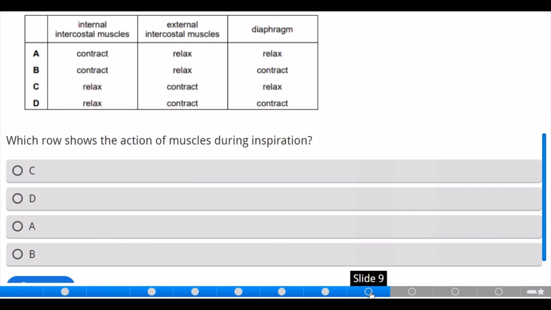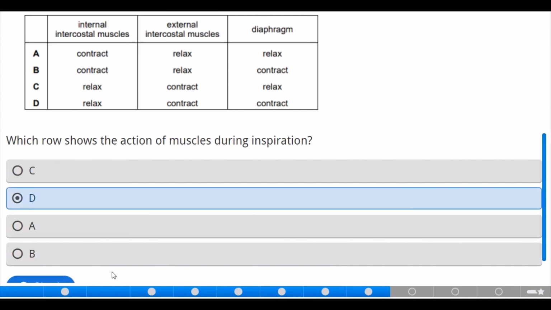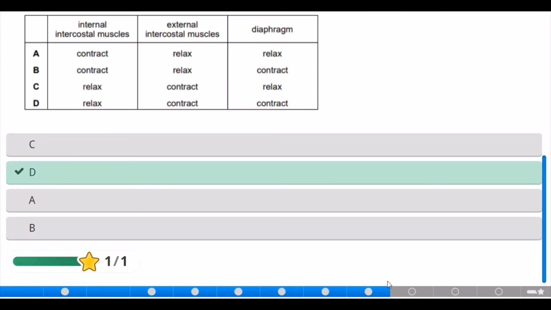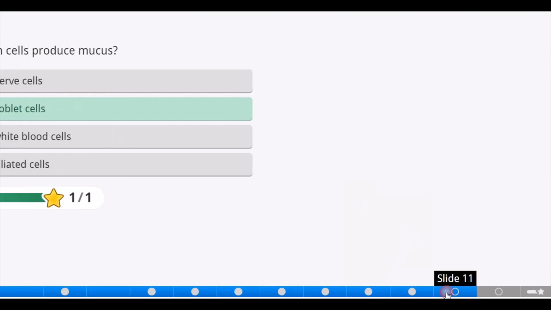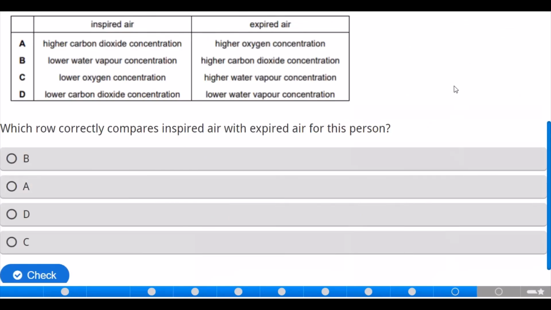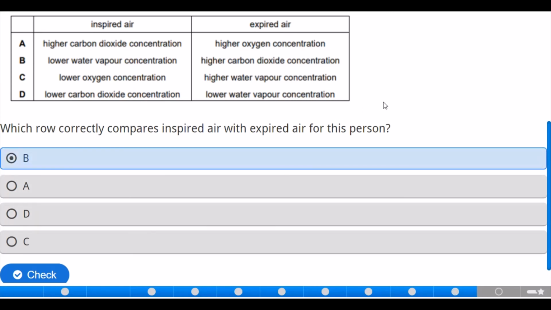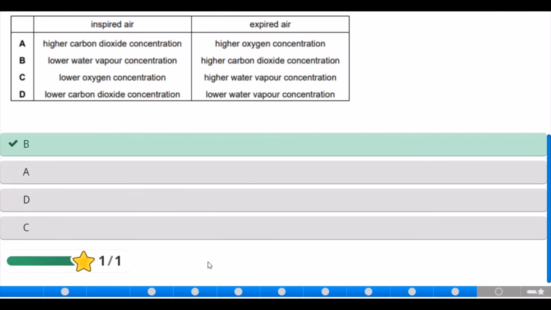So we have a quick question here. Which row shows the action of muscles during inspiration? That'll be D. Correct. Which cell produces mucus? That'll be the goblet cells. Correct. Inspired air and expired air. It says which row correctly compares inspired air with expired air? That'll be B, which states that lower water vapor concentration in inspired air and higher carbon dioxide concentration in expired air. Correct.